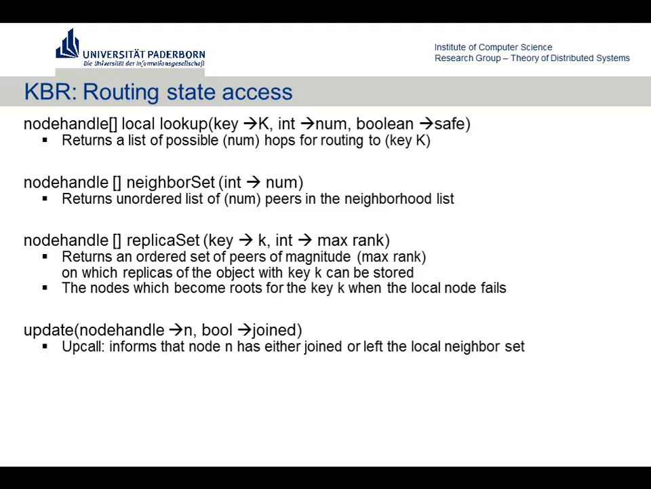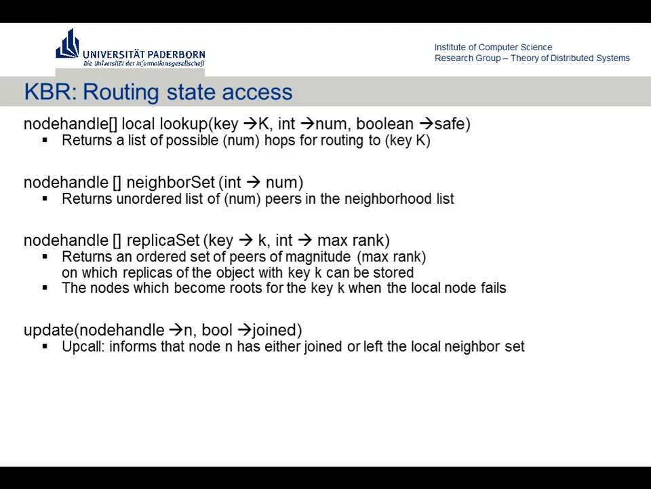What's very useful is this replica set. So that means it returns an ordered set of peers of a given magnitude on which an object with the given key can be stored. So here you say how many you want to have, and here you tell for which ID. And that means if you are some node, and this is your responsibility range, let's say, and this is some object K, then you want to ask, give me potential other nodes, for example here and there, and I want to have 4 of them on which I can store K. So for example, I store them here.